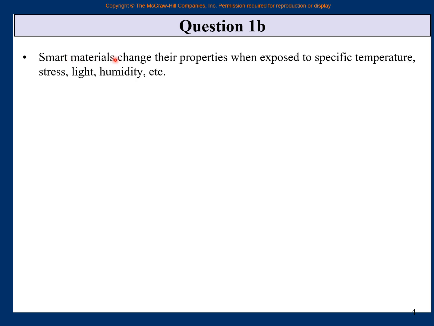Smart materials change their properties when exposed to specific temperature, stress, light, humidity, etc. What do you think? Is this true or is it false? The answer, of course, is yes, this is true, because that is why they are called smart. If certain conditions change, then these materials are trained to change their own properties, so they are smart like human beings in this way.